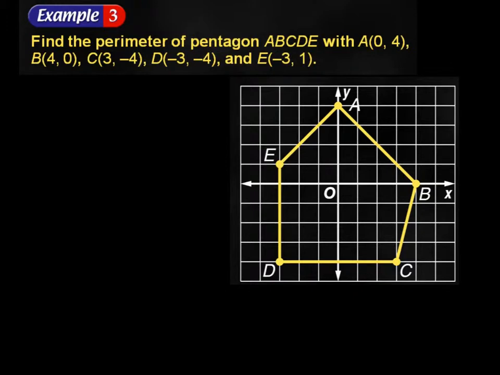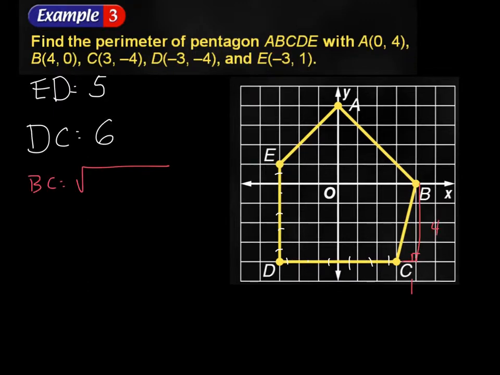Find the perimeter of pentagon ABC with the given vertices. Okay, so what was 5 separate problems is all going to be done in one, and then we're going to add it together. Let's get the easy ones done first. ED is going to be 1, 2, 3, 4, 5. DC, 1, 2, 3, 4, 5, 6.